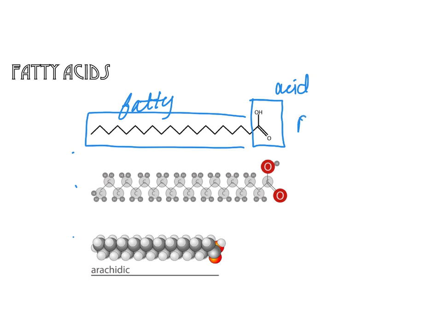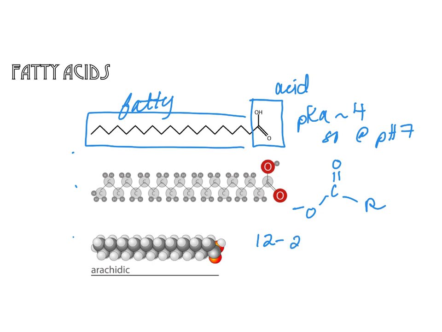The pKa of that carboxylic acid is about 4. So at pH 7, the carboxylic acid should be overall negative charge. And that's what you would see in the aqueous pH 7 areas of the cell: the fatty acid will have that charge on the head. The fatty acid tail is usually about 12 to 24 carbons long. Sometimes we get odd numbers, but they're just a little bit more rare.